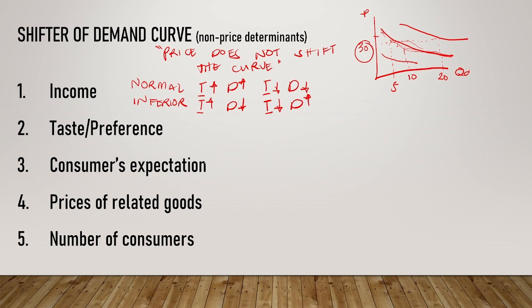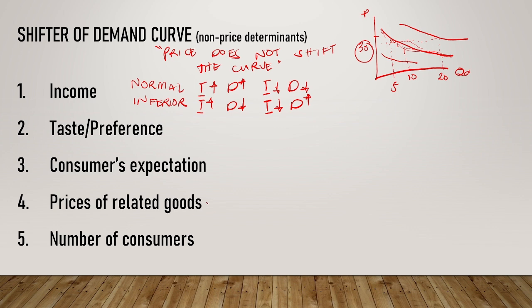Next is expectation. For example, tomorrow the price of gasoline will go up. What will happen to your demand for gasoline today? Since it will be more expensive tomorrow, you will buy more gasoline today. Because of that expectation, even though the price has not increased, your demand for that product increases.